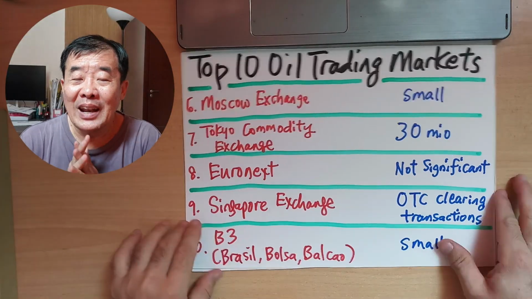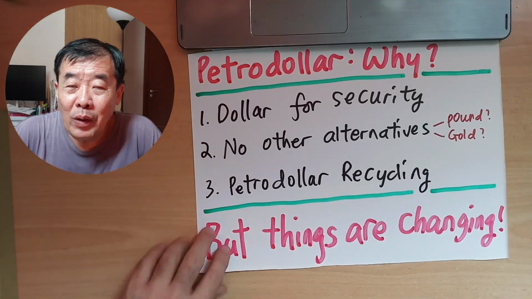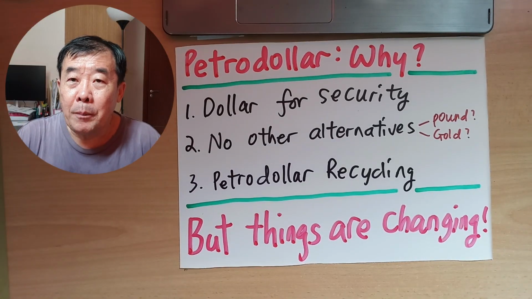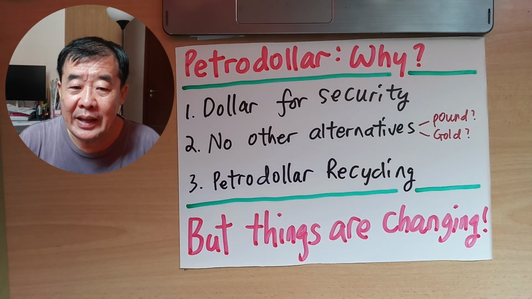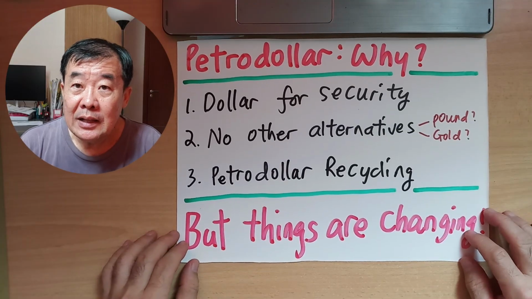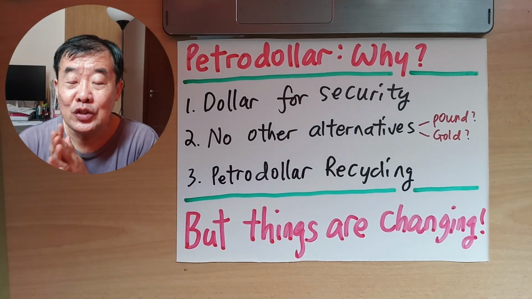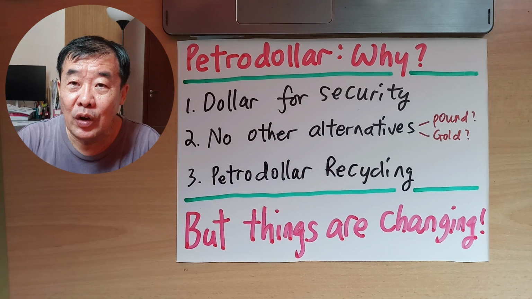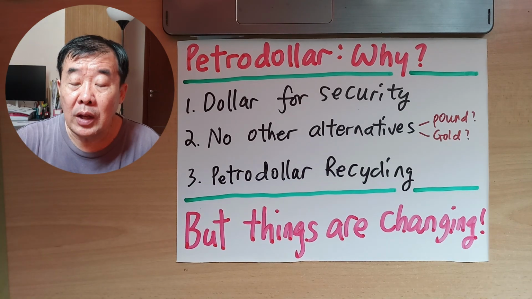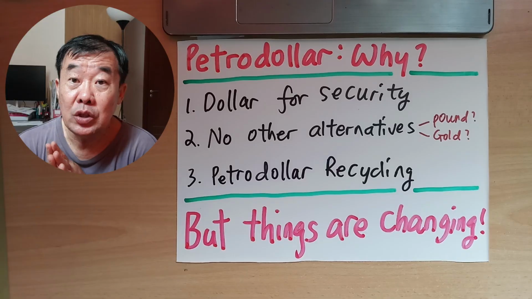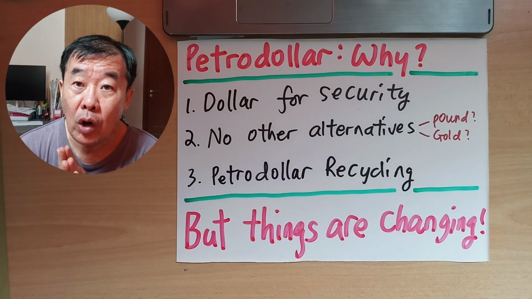Now we are coming to the last slide of today's video. For completeness of today's topic, the oil market, if I don't talk about the petrodollar, I think this video is not complete. So for the last slide of this video, I'm going to talk about the petrodollar and why the US dollar is being used to price all the oil products.